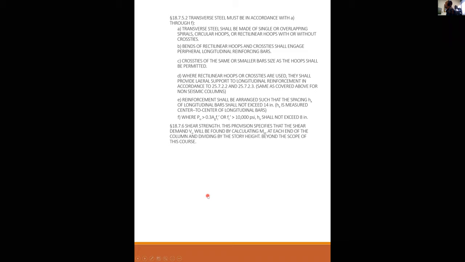18.7.6, shear strength. This provision specifies that the shear demand VU will be found by calculating MPR at each end of the column and dividing by the story height, which is beyond the scope of this course. Basically, for these columns, you don't design the column's shear strength by the shear load. You design the shear strength based on developing the complete plastic hinge of the column at both ends, and making sure that it will never explode in shear.